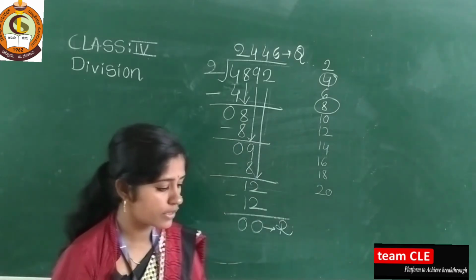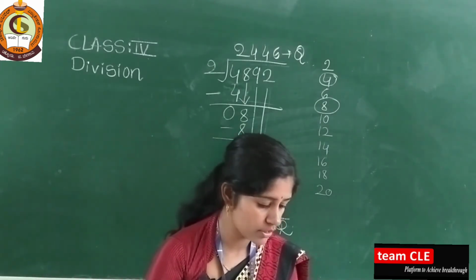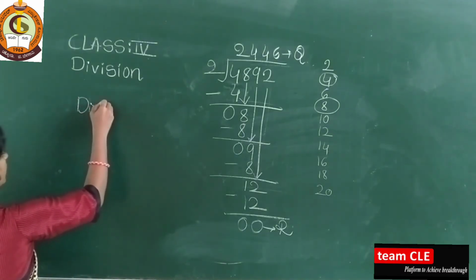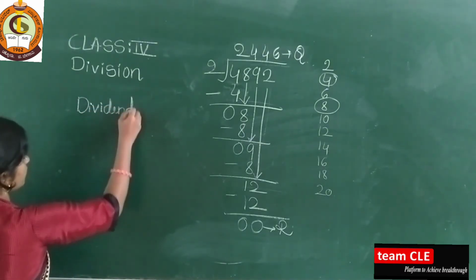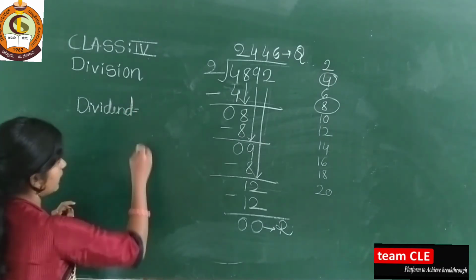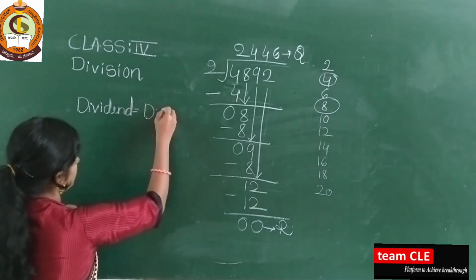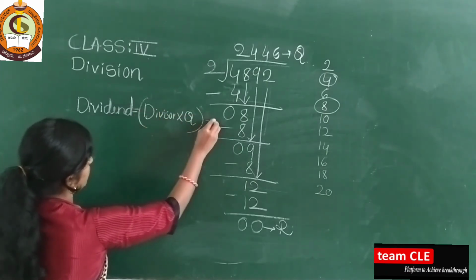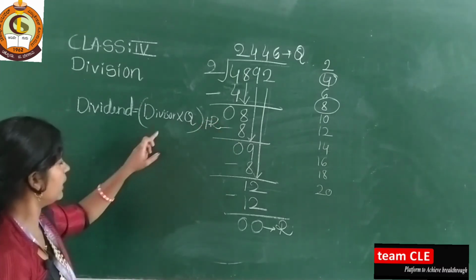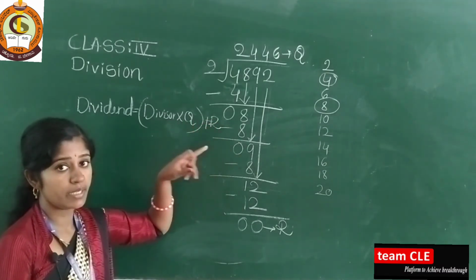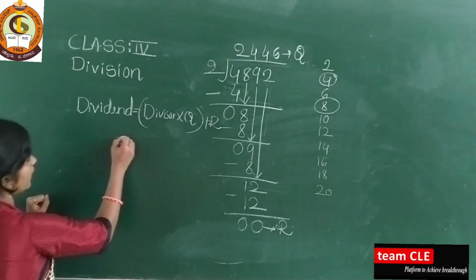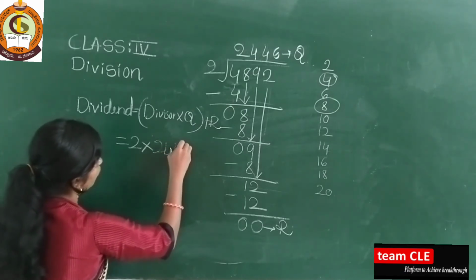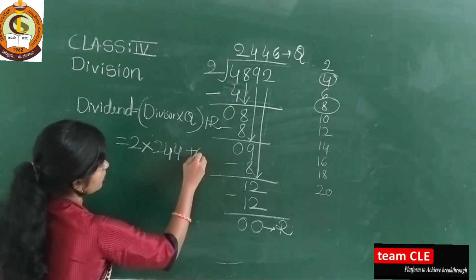Okay, so for this you have one formula. The formula is: dividend is equal to divisor into quotient plus remainder. Dividend is equal to divisor into quotient plus remainder. So divisor how much is there here? 2. Quotient how much is there? 244, plus r means 0 here.